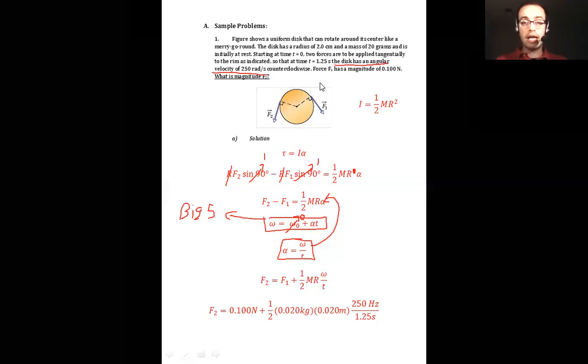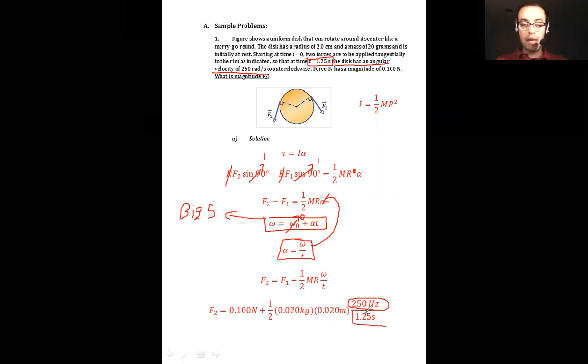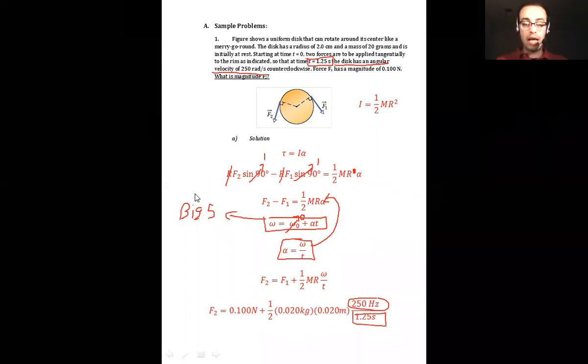Then we're looking at a disk with a radius of 2.0 centimeters, so R is 0.02 meters. We know what the final velocity is, and that's 250 radians per second. So we put that up here, and then we divide that by the time t of 1.25 seconds. So 1.25 seconds goes in the denominator. We go ahead and evaluate, and we find that F2 is equal to 0.140 newtons.